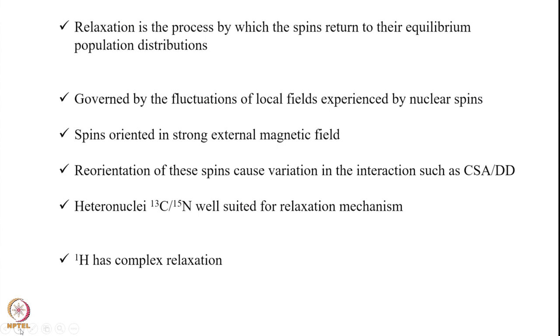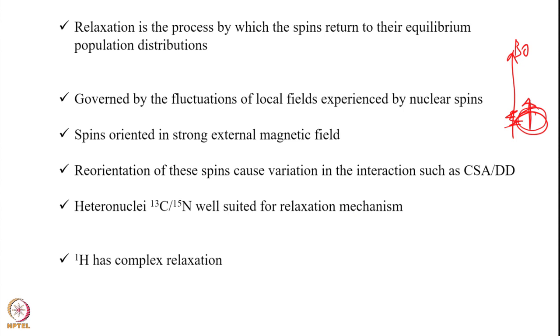So, what does relaxation actually mean? Relaxation is a process by which spins return to their equilibrium position, equilibrium population. That means generally in a B0 magnetic field you have spins aligned to it. You create some perturbation, and the time it takes to come back to the equilibrium position is essentially relaxation. It is governed by the fluctuation in the local field that is experienced by these nuclear spins. Generally our spins are oriented in a strong magnetic field and some fluctuation happens in this magnetic field, and that causes the relaxation process.